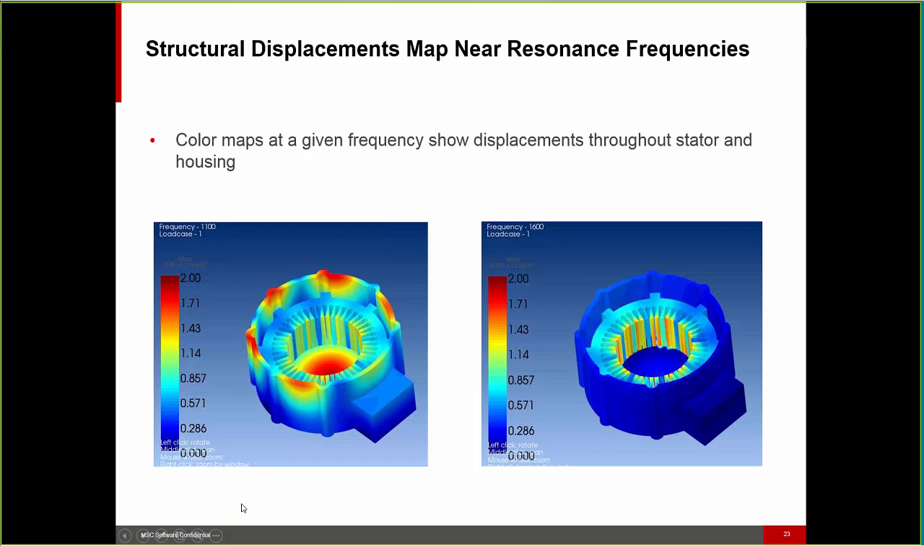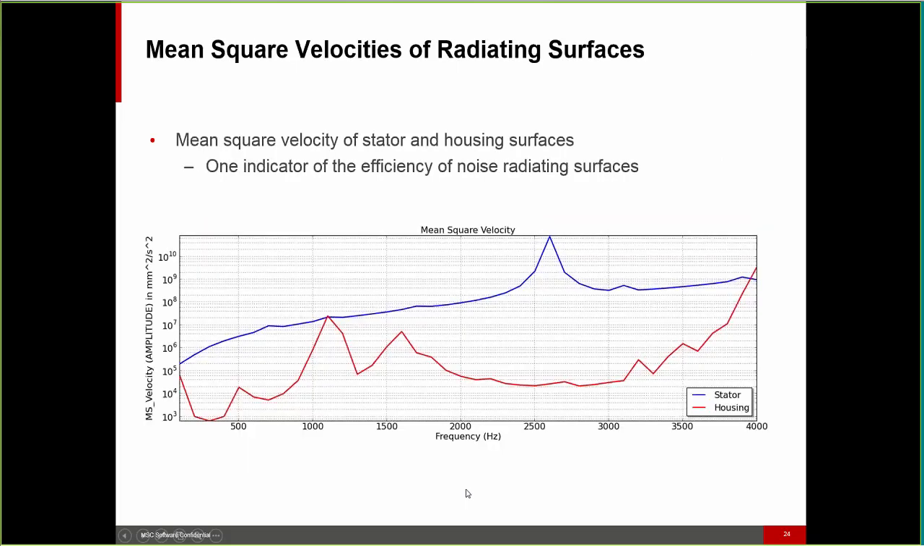You can also plot the color maps to show the displacement at certain frequencies. For example, I'm showing here the color map of the structural displacement at 1.1 kilohertz and 1.6 kilohertz. These frequencies are close to some of the natural modes of vibrations.